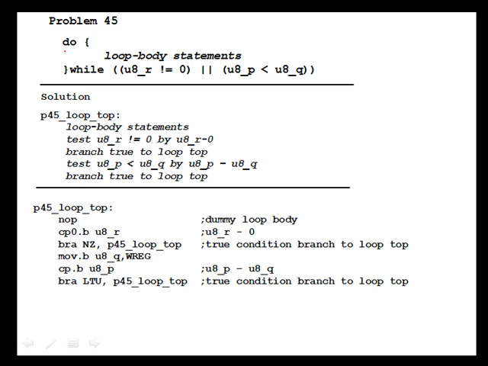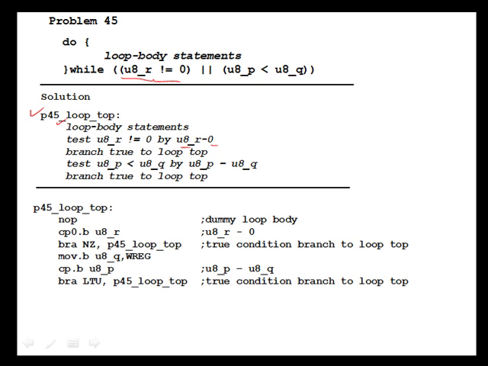Problem 45 is a do while loop that says do this loop body while U8R is not equal to 0 or U8P is less than U8Q. Before we get started, let's write some pseudo assembly language that's going to list the steps that we need. We need a label for our loop top, need our loop body statements. Then we're going to need to evaluate this first condition. We'll first set the flags by subtracting 0 from R.